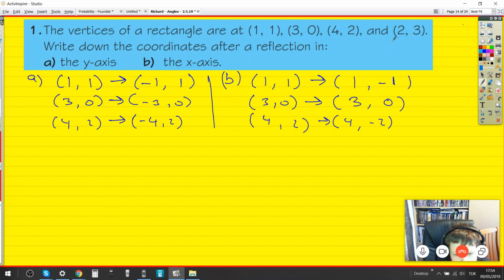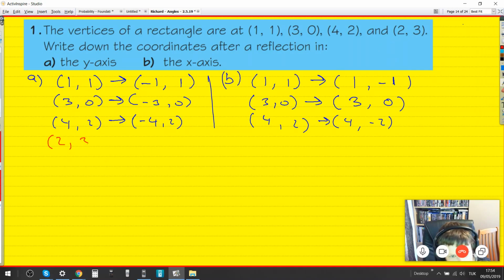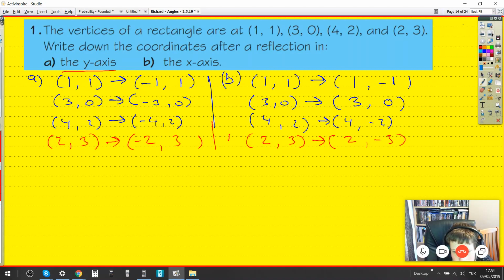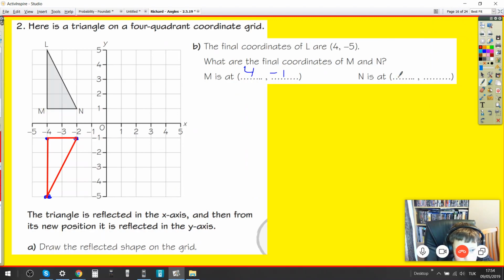What would be the last coordinate? 2, 3. For the y-axis, it would be minus 2, 3. And how about the x-axis? It would be 2 minus 3. Hold on. So we reflected this in the x-axis, and now we'll do a double reflection, so we reflect it in the y-axis.